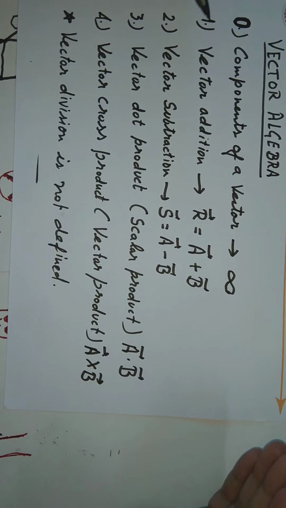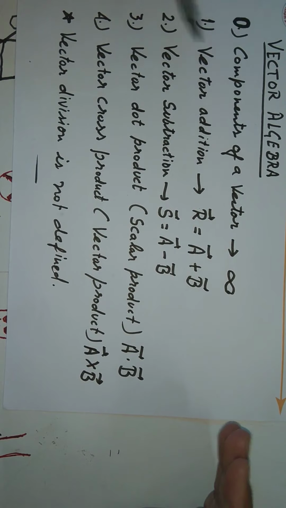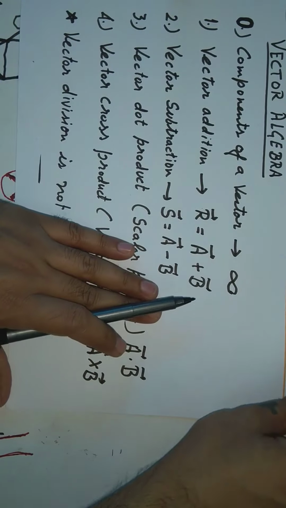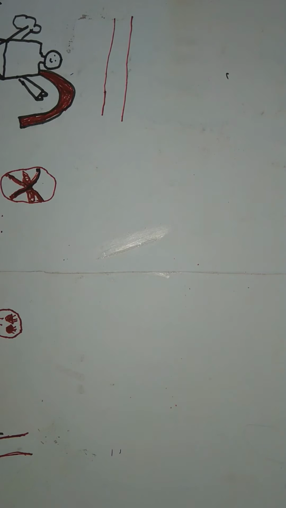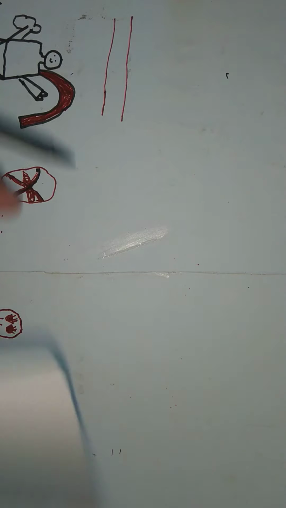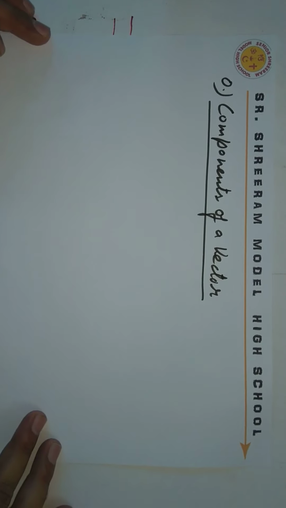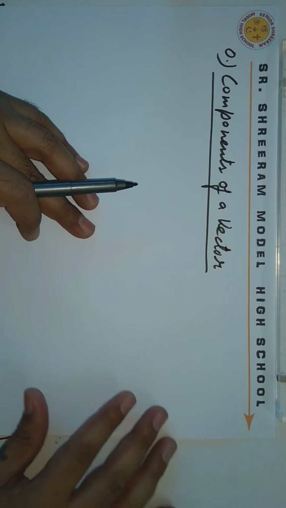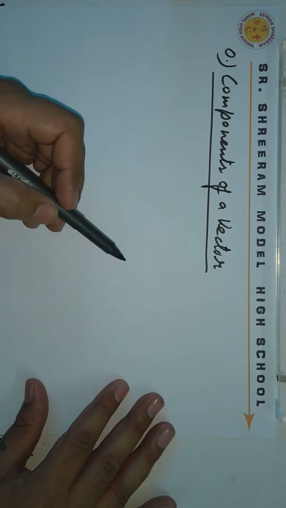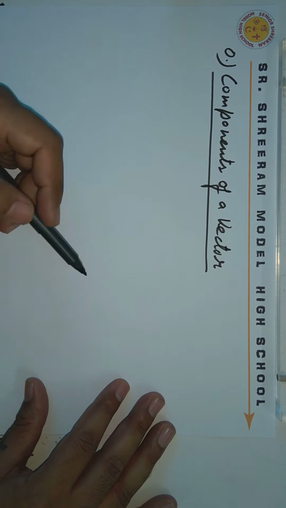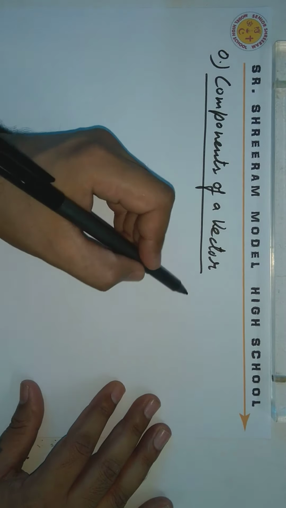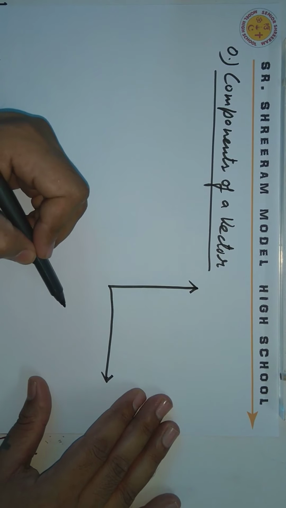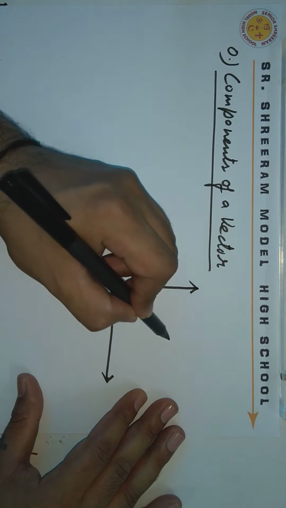Now one by one we will study all the parts of vector algebra, and we will begin with components of a vector only. So now we discuss components of a vector. This is very important. As I just told you, a vector can have as many as infinity components, but we are not interested in that many components. We are interested in 2 or 3 components.